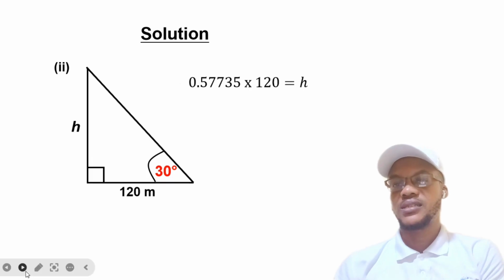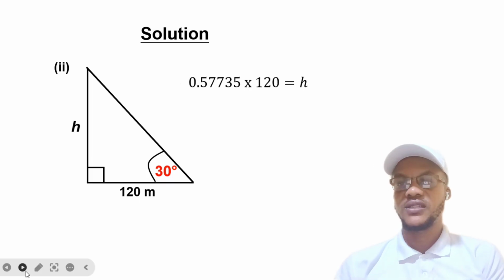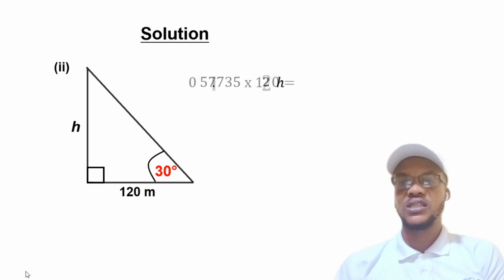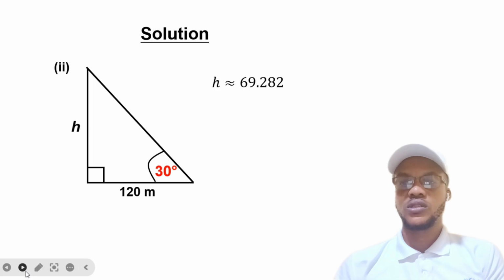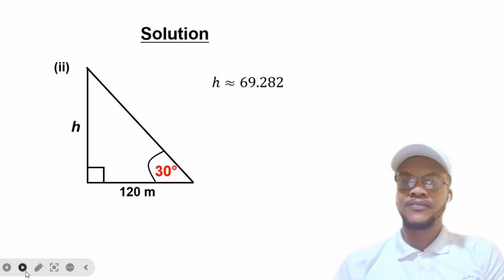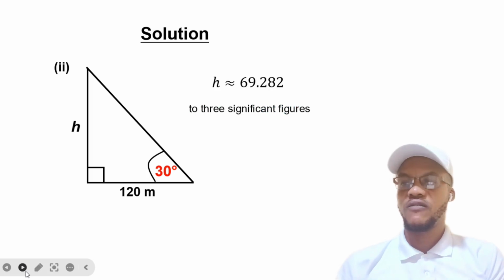So when we find tan 30, we are going to get 0.57735. We have approximated it. That's not all. Okay, then we multiply by 120, and then we are going to get H approximated to 69.282. Okay, yes. But the question says we should leave our answer to 3 significant figures.